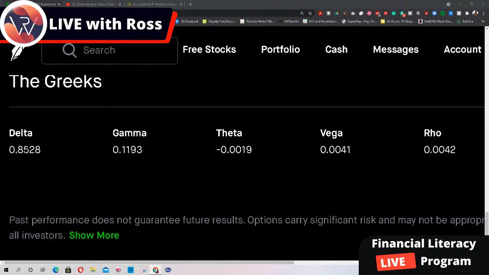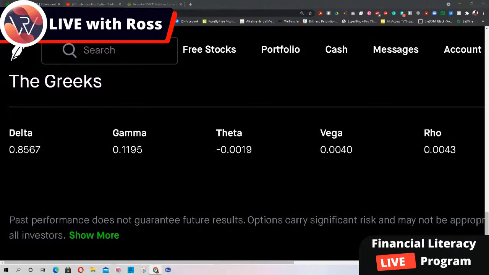Now, the measure of theta quantifies the risk that time poses to option buyers, since options are only exercisable for a certain period of time. This is known as time decay, or the erosion of the value of an option as time passes. An option's profitability decreases as time goes on. You can't make money like that.